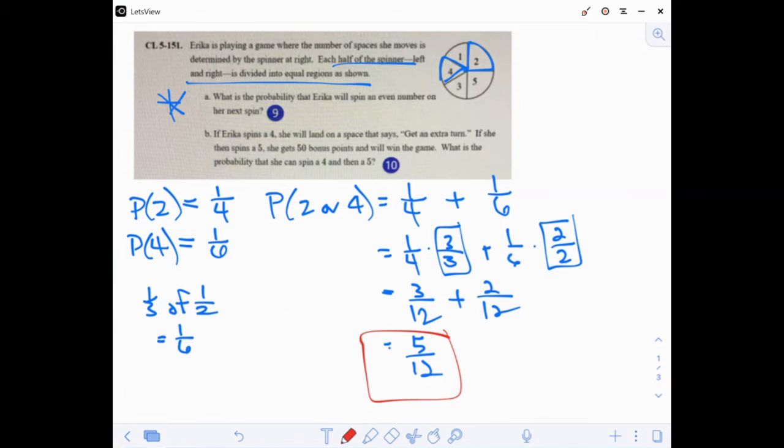Okay. Now we're going to look at the second problem. The second problem, part B, is a little more complicated because now we want to figure out the probability. What is the probability that she can spin a 4 and then a 5? A 4 and then a 5. So these are two individual events. So I'm going to set up a table. That's one technique we've talked about using.